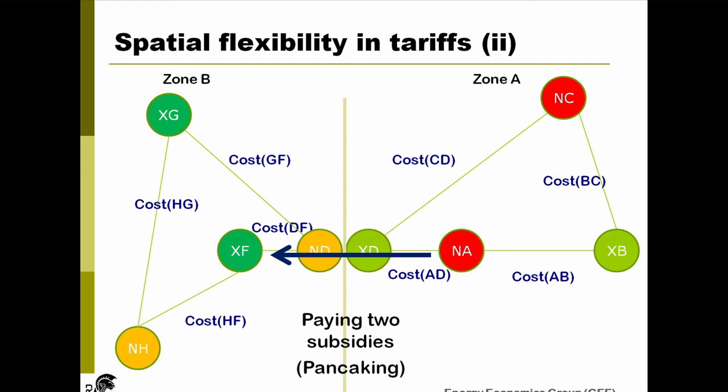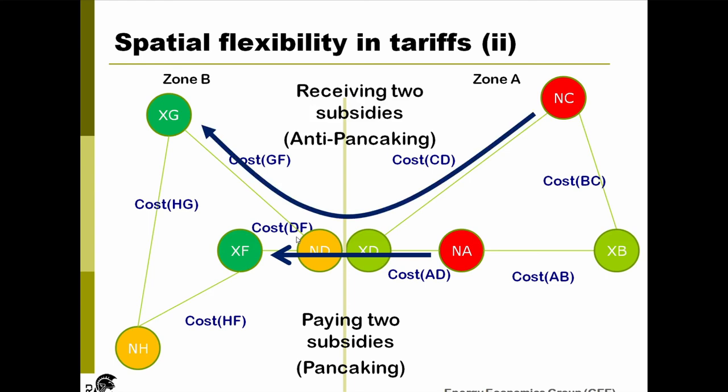This A to F trade is paying two subsidies, which is usually called the pancaking effect. And linking this situation with the contractual congestion situation we were talking about before, this is another source of possible price differences between two zones. We have a barrier to trade from A to B because this transportation cost is higher than it should be. So what we will have in the end is an artificially high price in one of the two zones. Of course, we can have the opposite situation where we are receiving two subsidies, which is sometimes called anti-pancaking. But the bottom line here is that we are creating price differences between zone A and zone B that are directly related to our definition of network rules, our market design. And we saw in the first part what the consequences of that were.